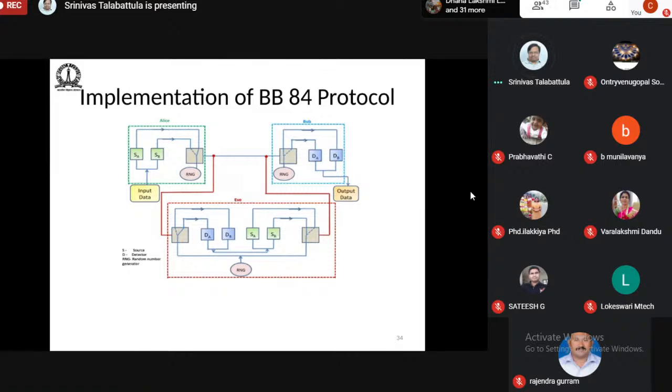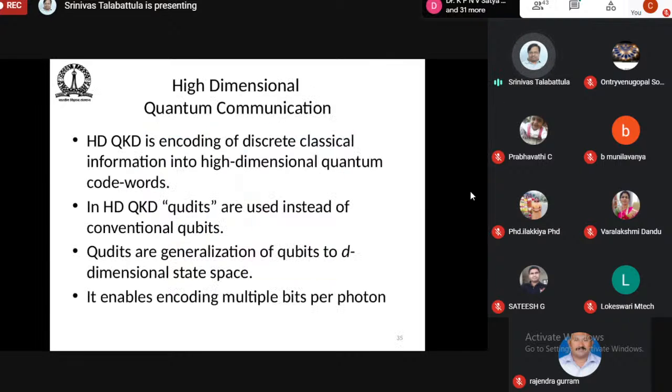To implement quantum computers, what do you do is an important question. It is called HD QKD, encoding discrete quantum information in higher dimensional codes. Instead of qubits, you have to use a larger number of modes, called qudits. Qubits are generalized to d dimensions, modes of d.